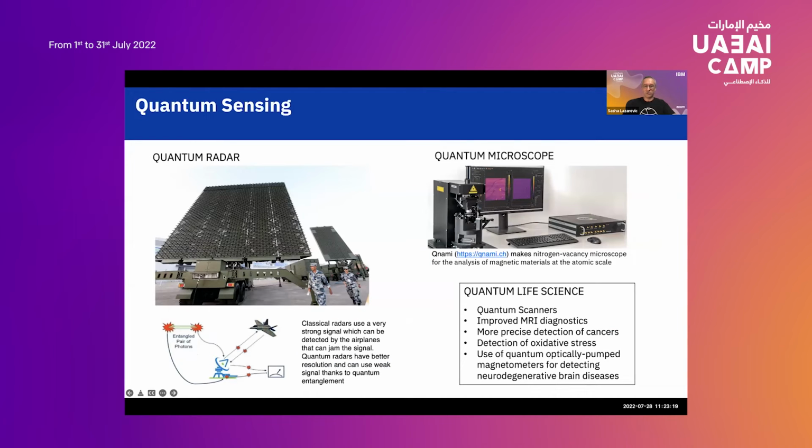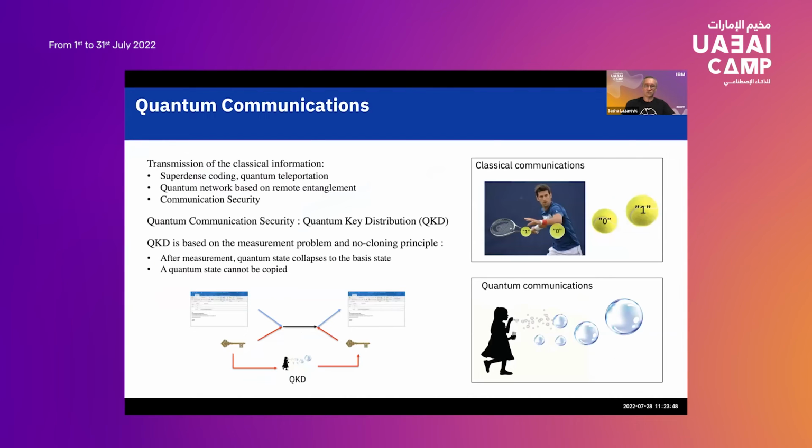For example, for military purposes, there is quantum radar, which is very, very sensitive, much more sensitive than the classical radar. Or we have the microscope, which can be used in medicine to improve the level of precision of the scanning. So you see the MRI diagnostic can be improved in a very important way, and there are other uses in the medical field. So this is quantum sensing.